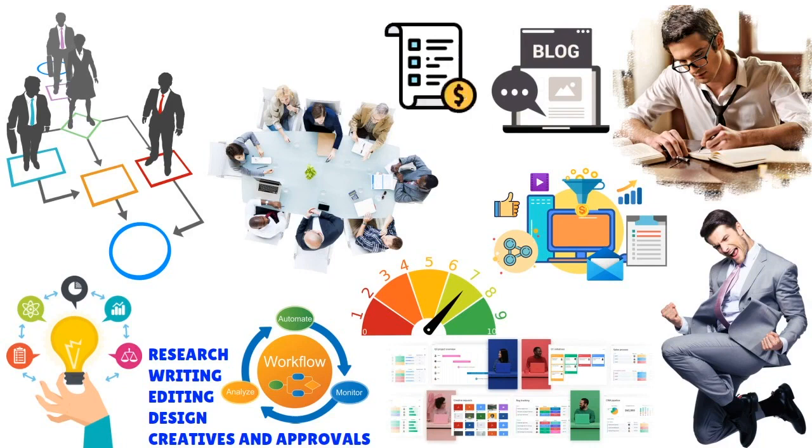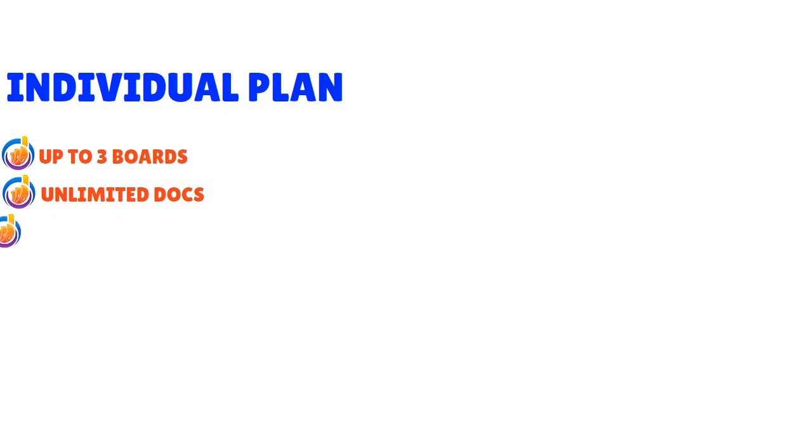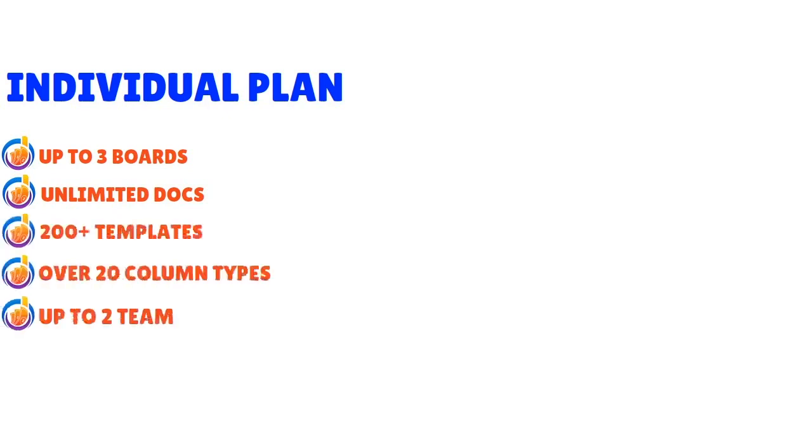So let's quickly talk about how much money.com is going to cost you, right? So you have the individual plan. Here you have up to 3 boards, unlimited docs, 200 plus templates, over 20 column types, up to 2 team members, and you have iOS and Android apps. So this is kind of cool.